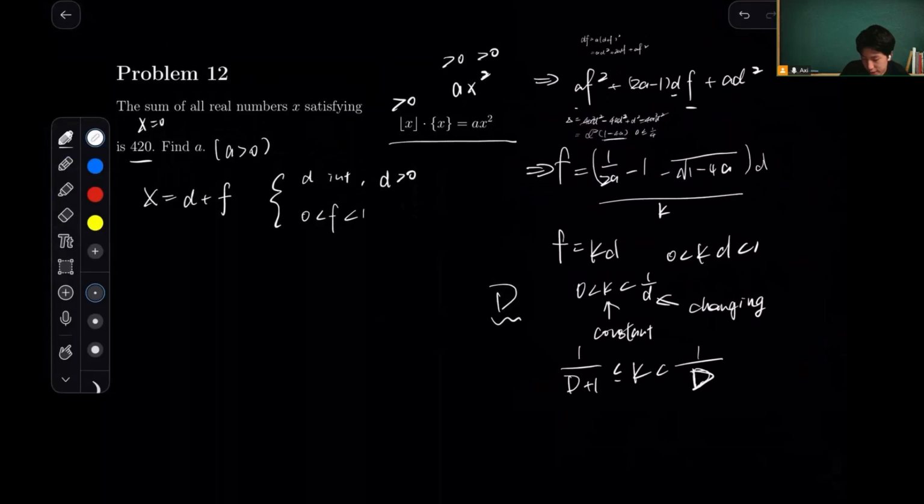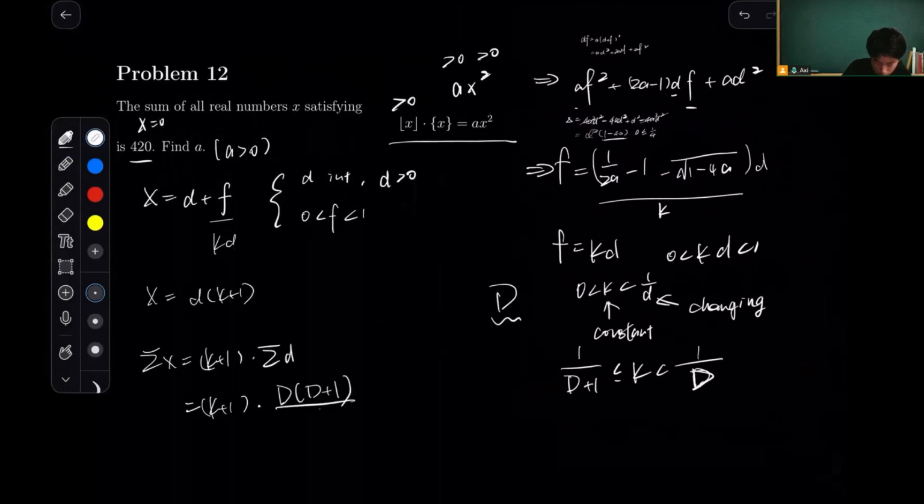In this case, we have successfully represented the entire thing using a surprisingly simple formula. Because we know f is equal to k d, that means x is simply d times (k plus 1). And the sum of x is simply (k plus 1) times the sum of d, which is (k plus 1) times D(D plus 1) over 2. And we know this is equal to 420. What then is k? Because if we know k, we can then solve for a.